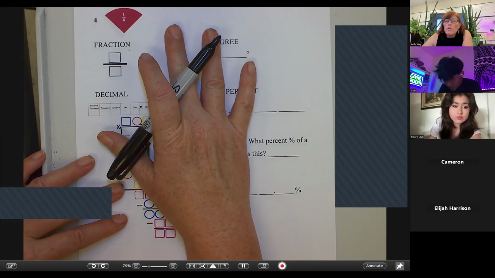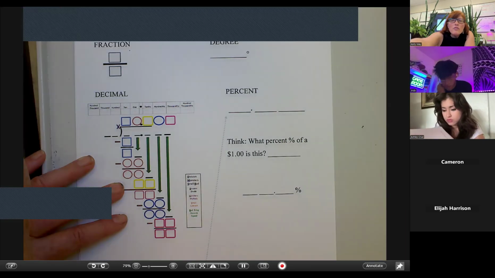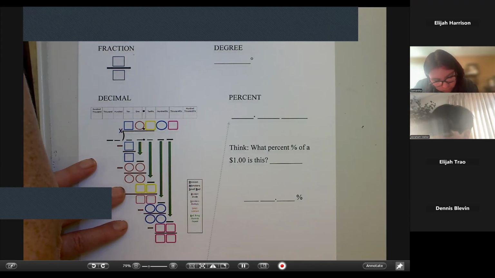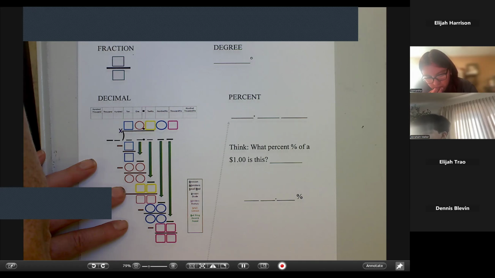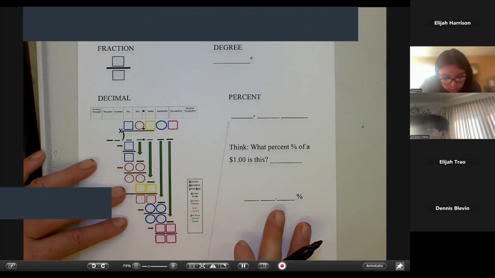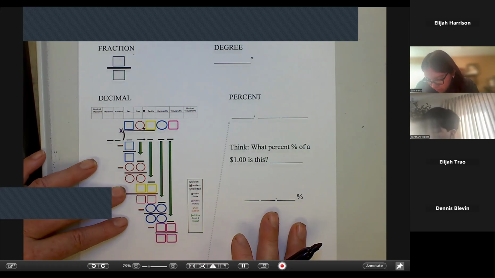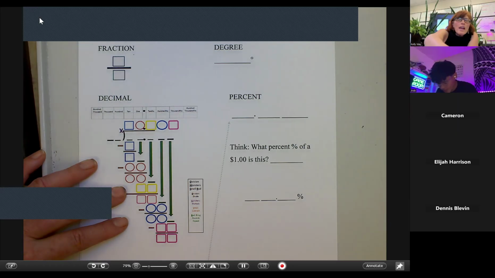Ashley, did you finish the 1/4 yet, dear? Okay, keep going. Elijah H., did you finish your 1/4 yet? Remember, you're supposed to show it to me on camera. Dennis, did you finish the 1/4 yet? No, I'm pretty stuck. Okay, well, join the party with Cameron and I. I'll do it with you. Cameron, you there yet, buddy?